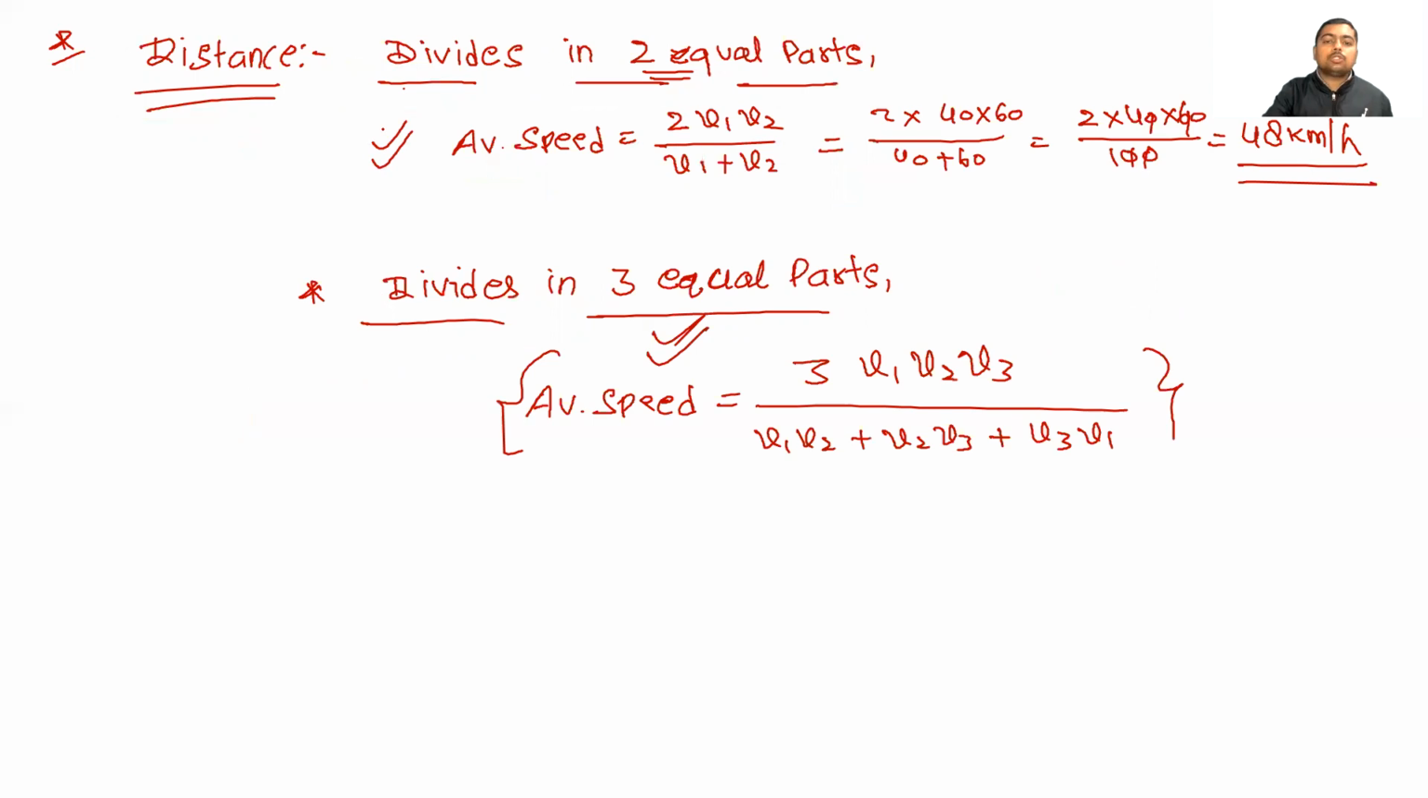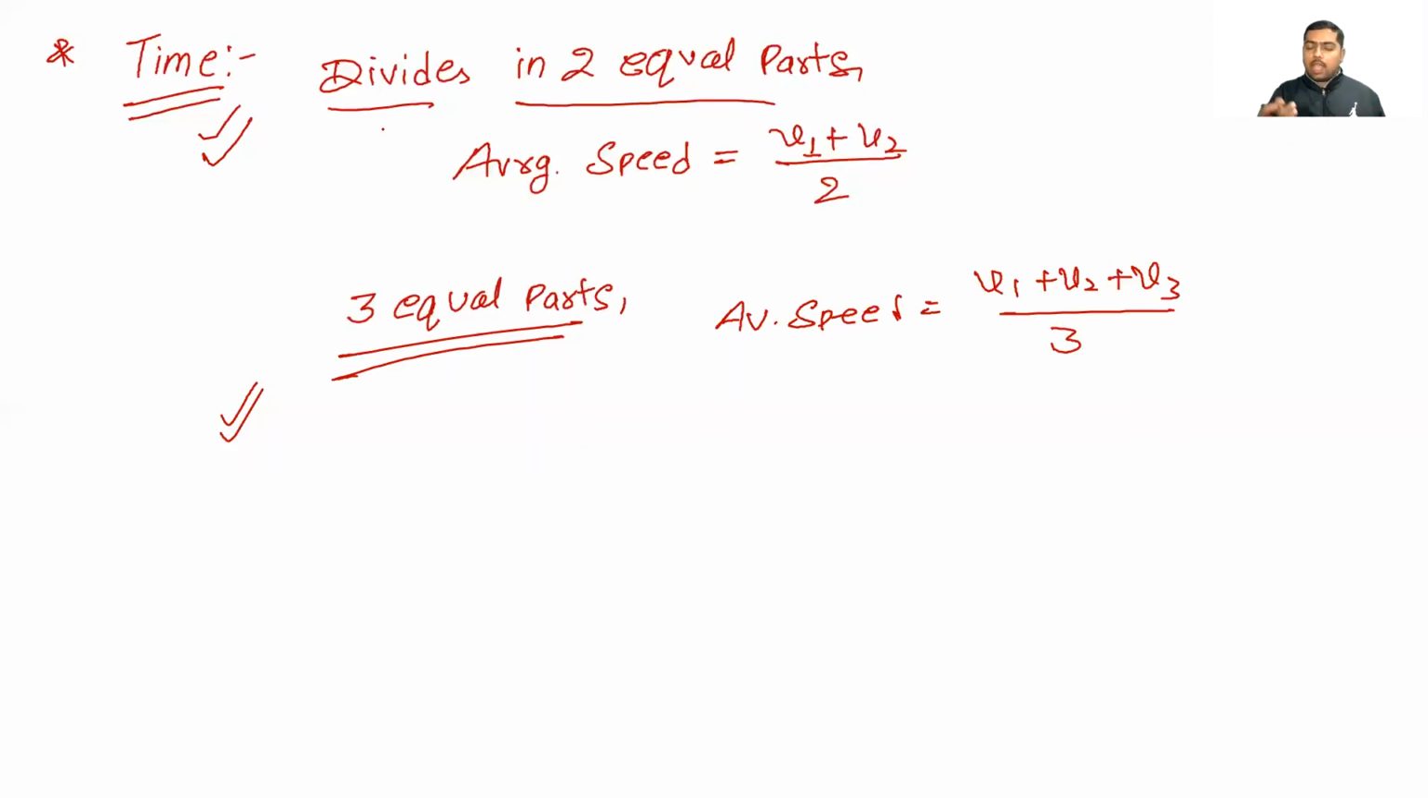But when the question does not divide the time and distance into equal parts, how can we calculate? Then we use the simple method of addition. Average speed equals total distance upon total time, or total displacement upon total time.